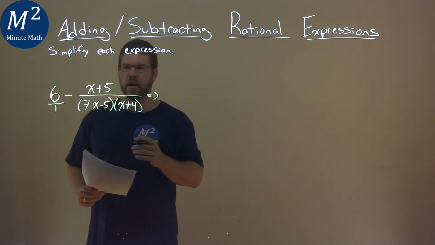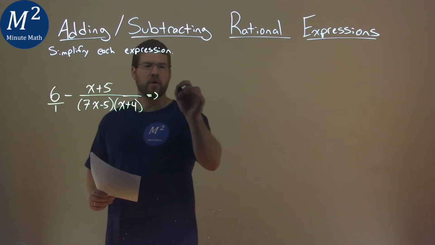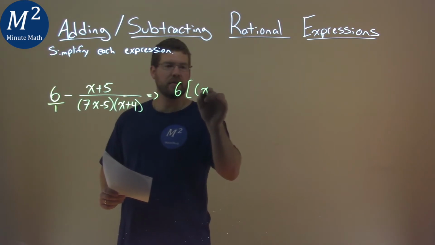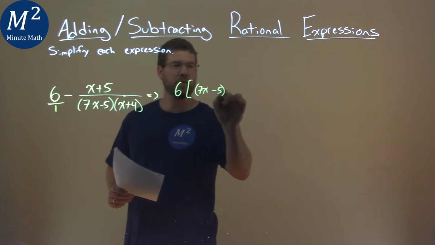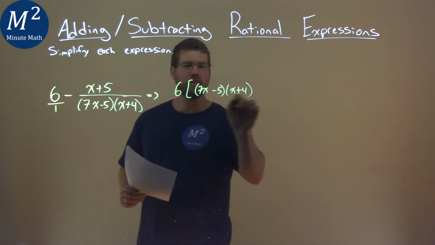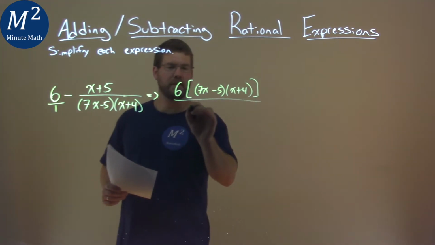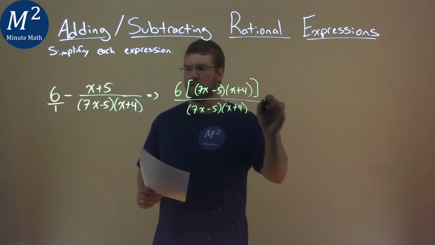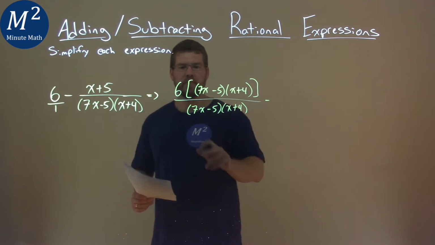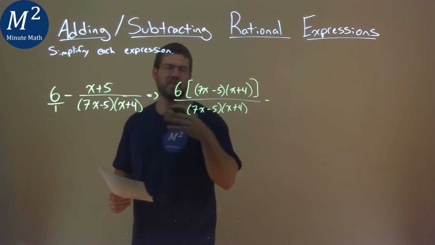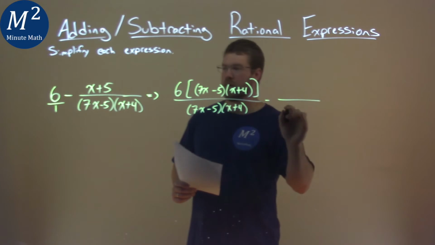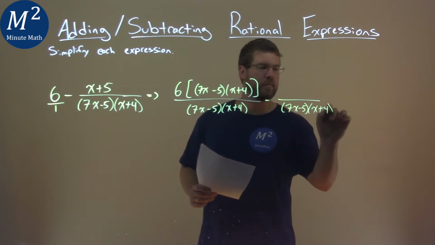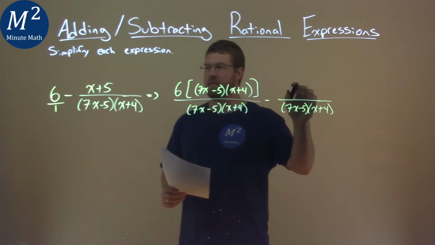So to have the same denominator, I'm going to rewrite this first part here to be 6 times that 7x minus 5, and we have an x plus 4 here, over that same thing, 7x minus 5, x plus 4. The right-hand side stays the same, it's the same denominator. And there's a 1 here, right? 6 over 1, but we don't need to write that. And we have a 7x minus 5 and an x plus 4. In the numerator, we just have the x plus 5.